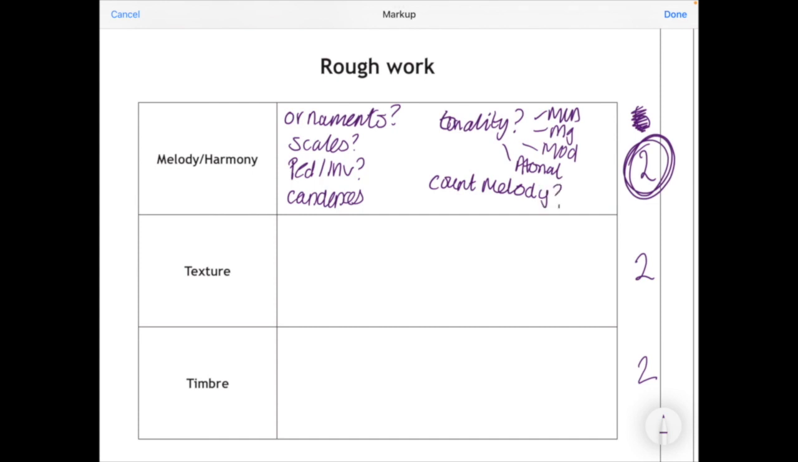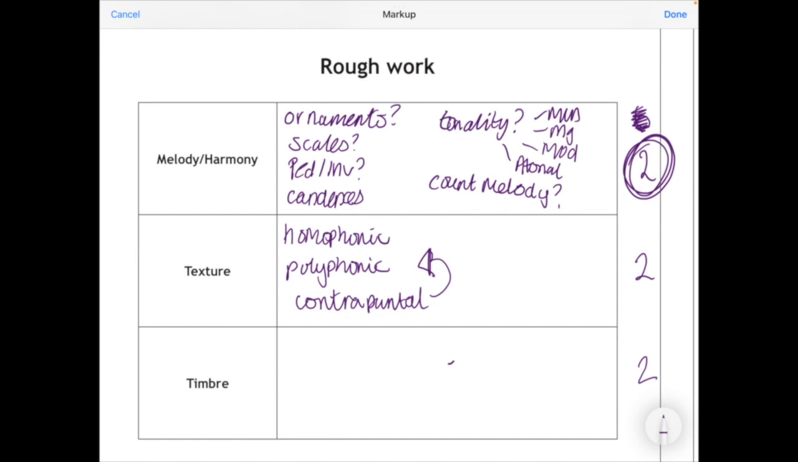That you could comment on. Texture is much more straightforward. Texture, we're thinking, is it homophonic? Is it polyphonic? Or at higher, we learnt about the word contrapuntal, which is very similar to polyphonic, with lots of parts moving in and out of each other.